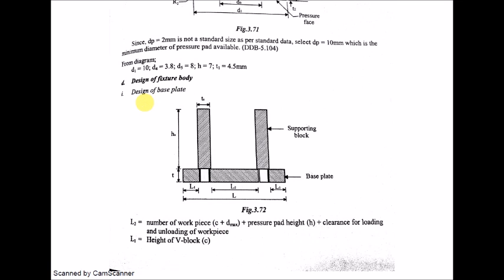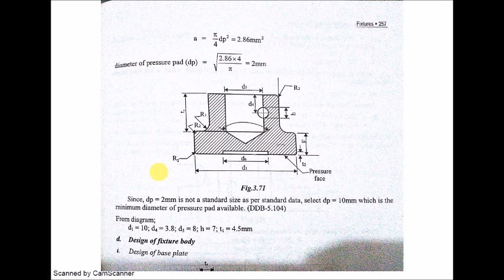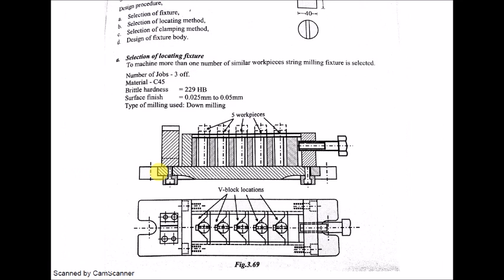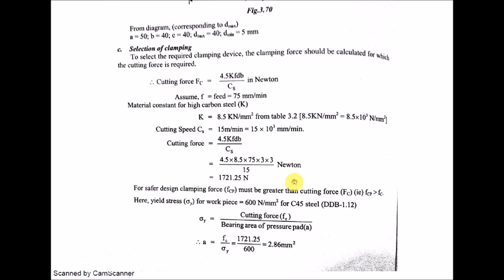So this is very important. Kindly note, this is divided into a number of portions. The first is the design of the base plate. We will go for the design of the base plate. For designing the base plate, I repeat, go back to the string milling fixture. This is the base plate, and we have a number of things which we are supposed to consider.